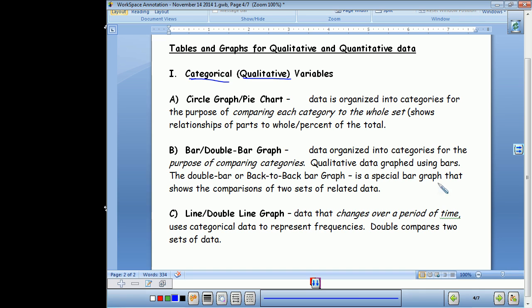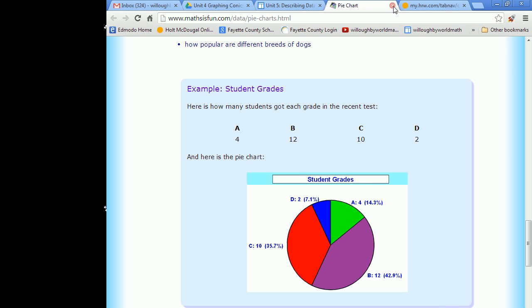Sorry. Okay, the next one, the bar or the double bar. This is where we take our data and we organize it into categories for the purpose of comparing the categories. The qualitative data is graphed using bars. The double bar or back-to-back bar graph is a special one that we use to compare two sets of data. So the double bar we would use for 2, the single bar is when we have one set of data. So let's go see what that would look like.